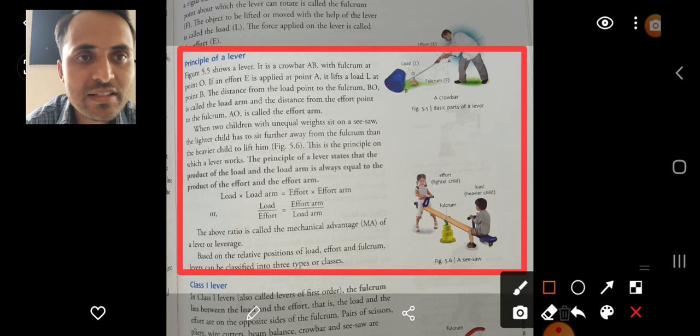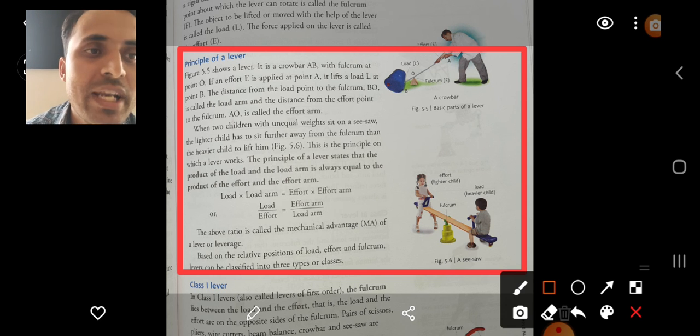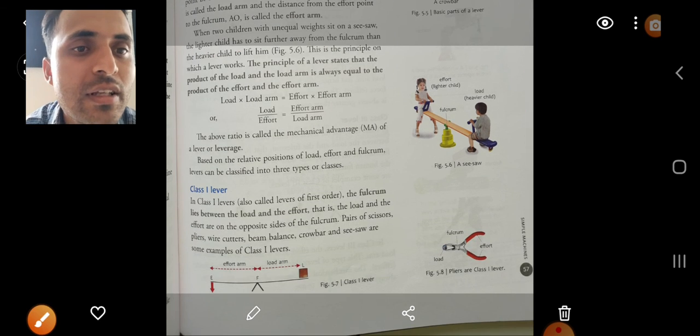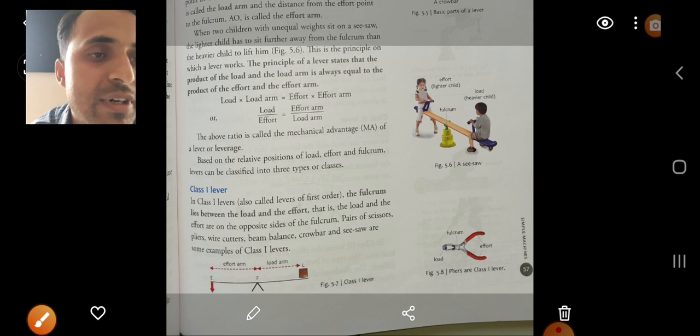Okay, that is the main principle. So load to the effort is always equal to the effort arm to the load arm, and this ratio is called the mechanical advantage of a lever, or in short, leverage. Okay, now we will see the class 1 lever.